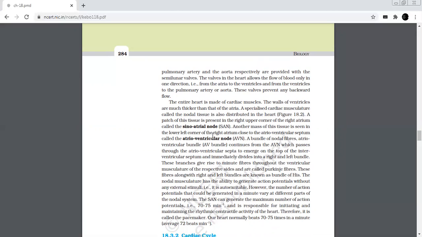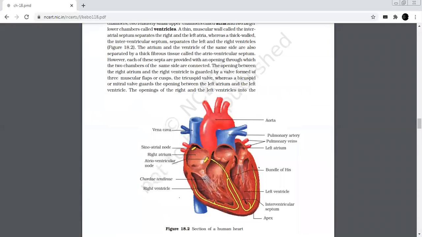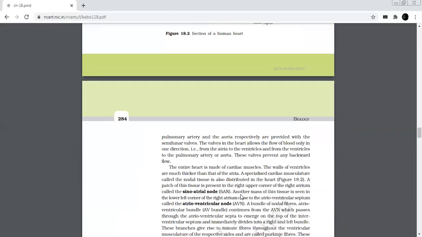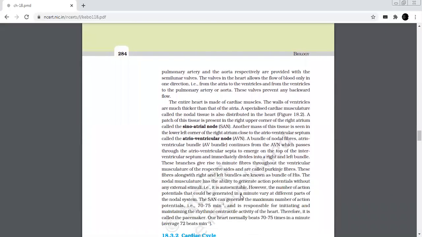The impulse generated by this node spreads in all directions of the heart, that is goes to both auricles and causes relaxation and contraction. The next is atrioventricular node, AVN. The signal which arises from SA node becomes weakened when it reaches the ventricle because ventricles are far away from SA node. Thus, to strengthen these signals, another mass of tissue is seen in the lower left corner of the atrium, close to the atrioventricular septum, somewhere here, known as AV node. This is also called the pacesetter.